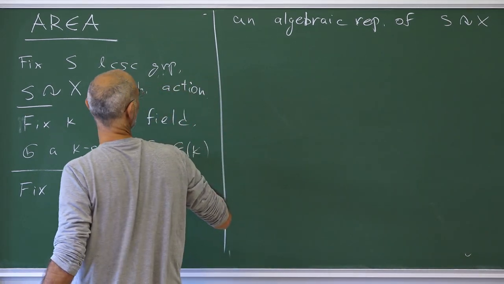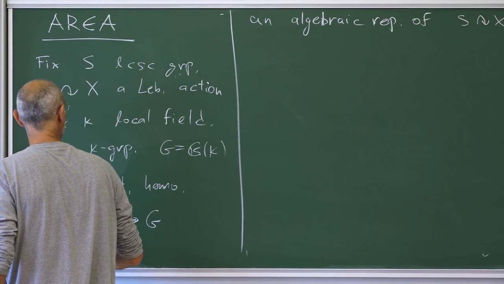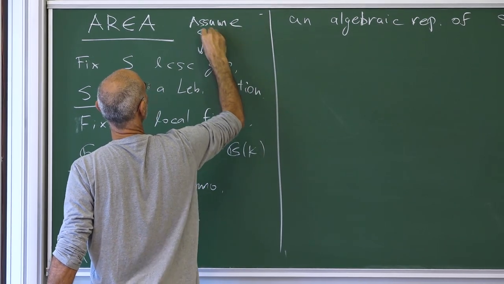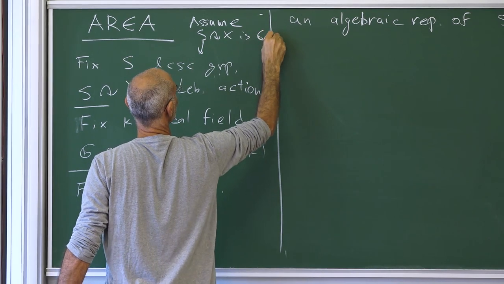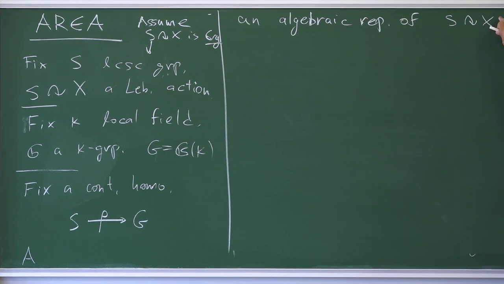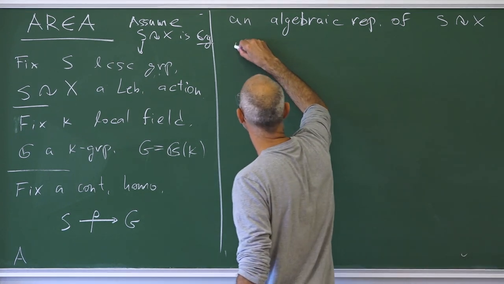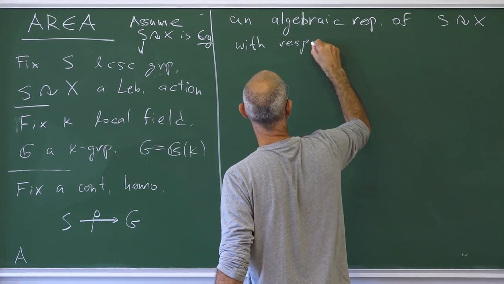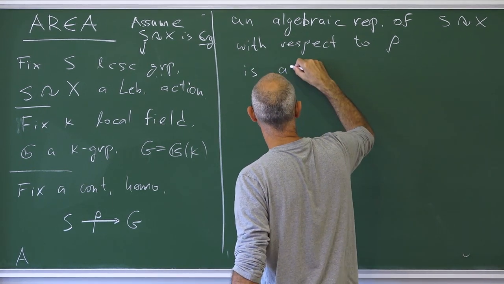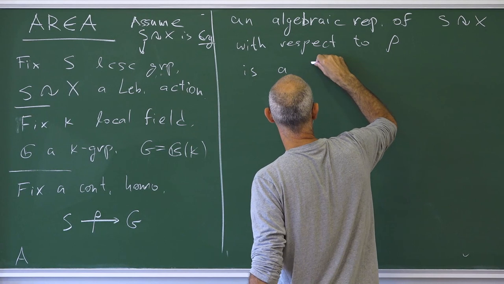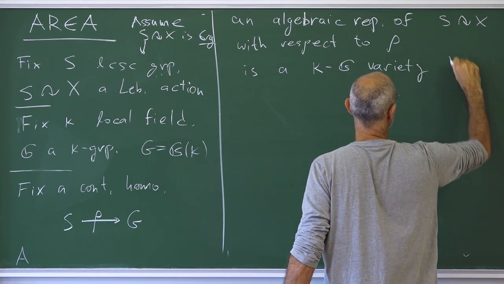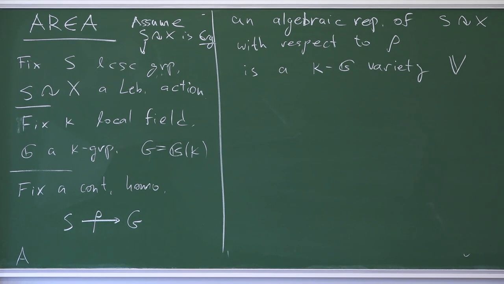Maybe I'll write it. Assume S on X is ergodic. I mean, this is not necessarily for the definition, but this is a typical assumption I will take. An algebraic representation of this ergodic action with respect to rho consists of a K G variety V, so something G acts on it K-morphically.